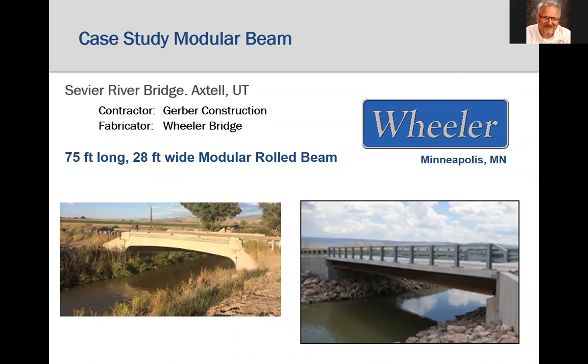The Sevier River Bridge, located approximately 2.5 miles east of Axtell, Utah, is a critical thoroughfare for the numerous farmers and ranchers in central Utah. The existing 1935 built bridge was structurally and functionally deficient and could no longer handle the load safely. The new 75-foot long bridge was built with modular rolled beam units using accelerated bridge construction techniques. The bridge modules were designed and prefabricated by Wheeler Bridge out of Minneapolis, Minnesota, and the contractor was Gerber Construction.